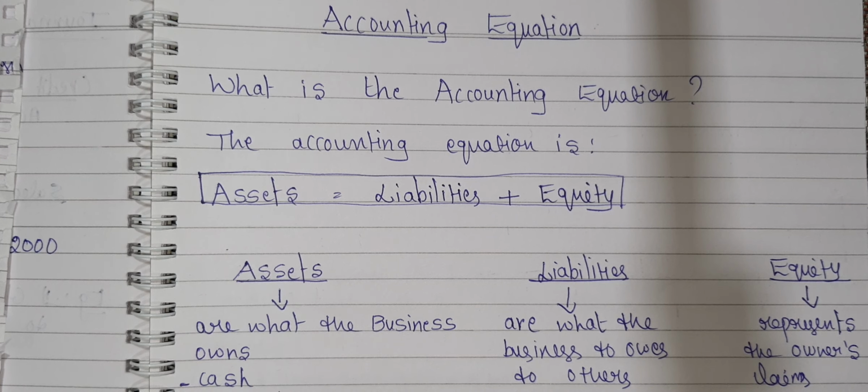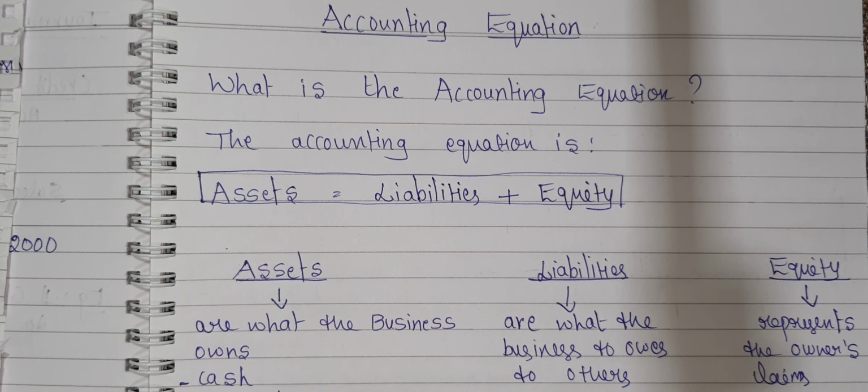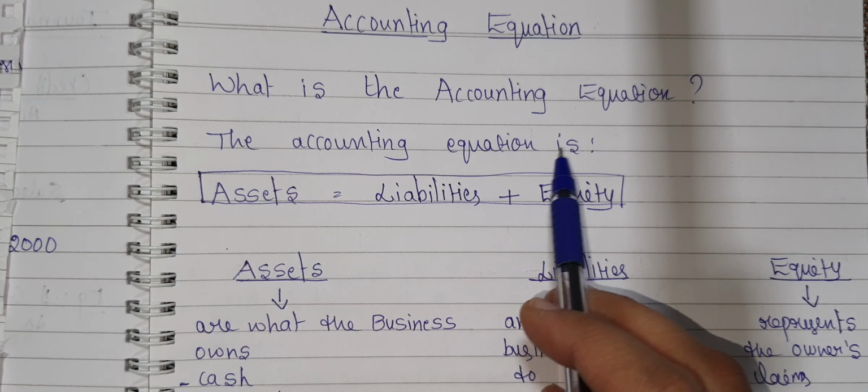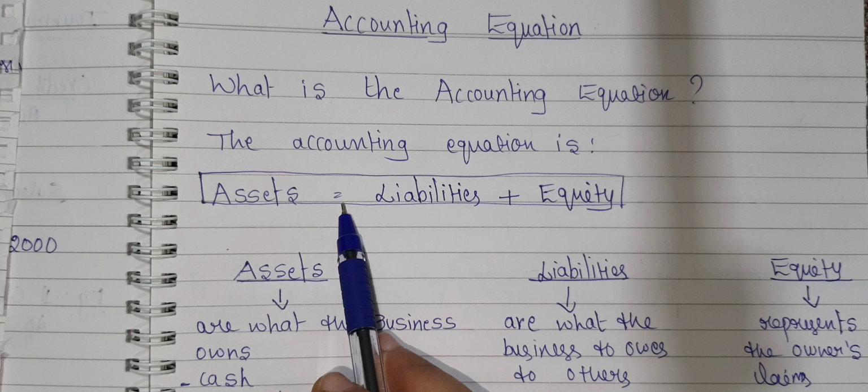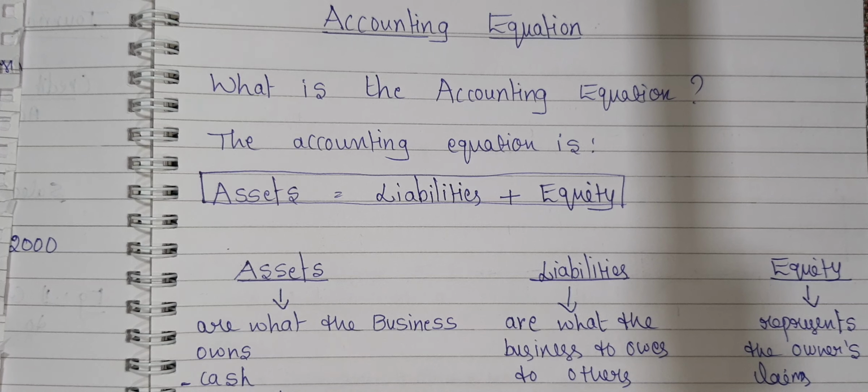Hello everyone. In this class, I am going to teach you about the accounting equation. The accounting equation is the backbone of accounting and helps us understand the relationship between a company's resources and claims. So, what is the accounting equation? The accounting equation is assets equals liabilities plus equity.